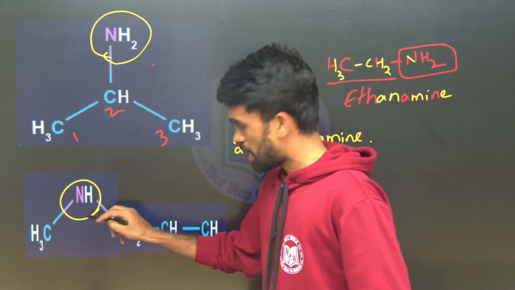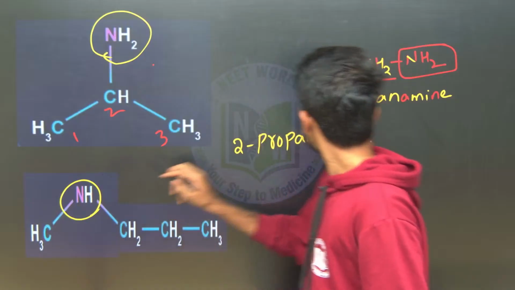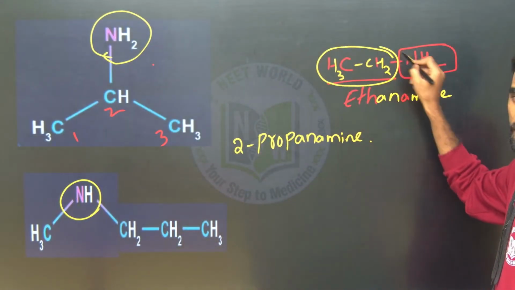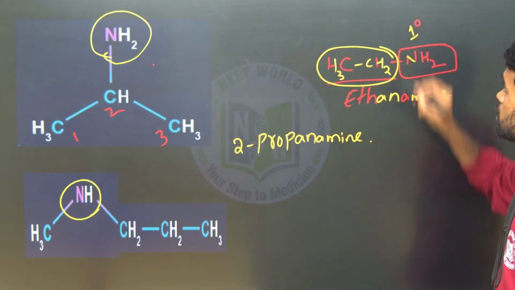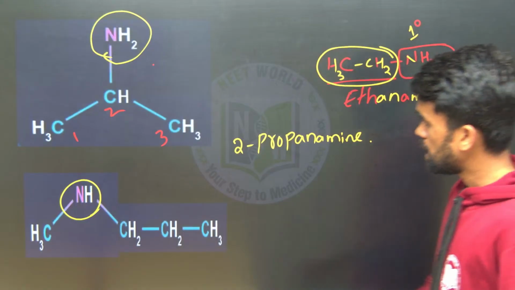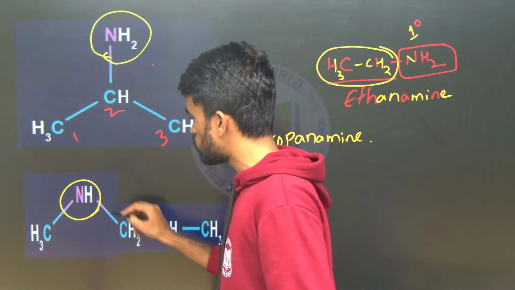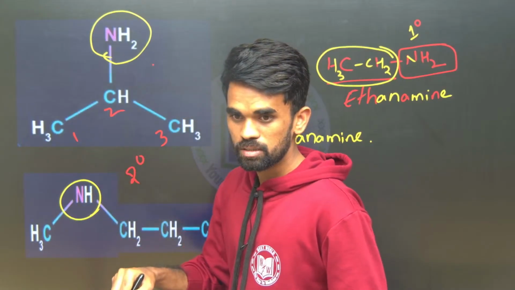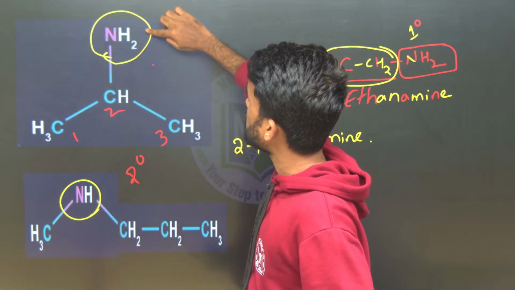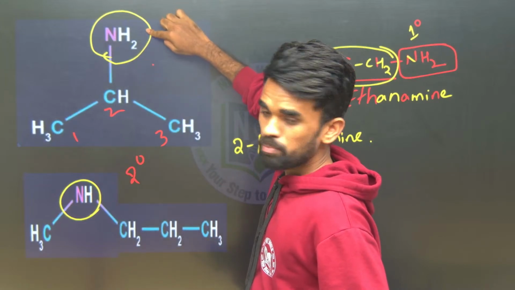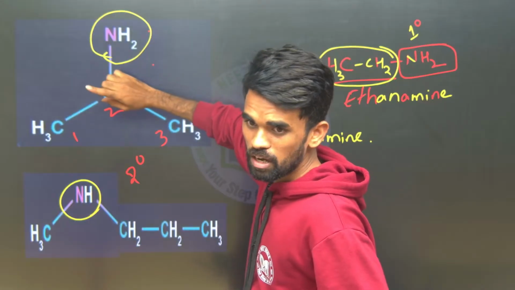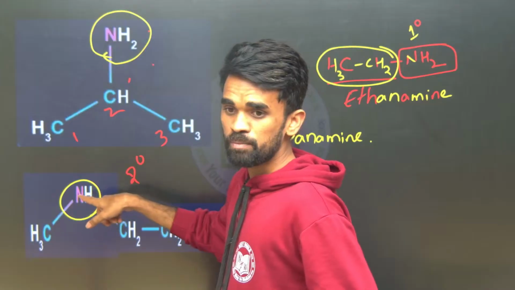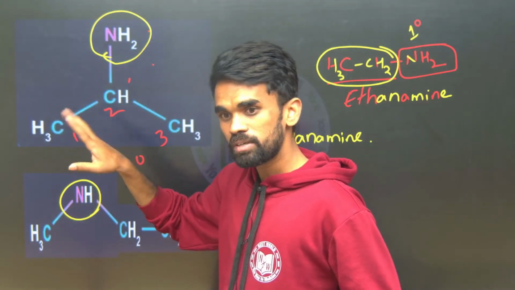Next, what about this one? If the nitrogen atom is NH2 type, it means only one alkyl group is present on nitrogen, so you should say primary amine. If the nitrogen atom is connected to 2 carbons like this, secondary. If it is connected to 3 carbons, tertiary. Now what about this nitrogen? Primary, because it is connected to only 1 carbon. It should be NH2 form, primary. If it is NH form, secondary. If it is N form, tertiary.